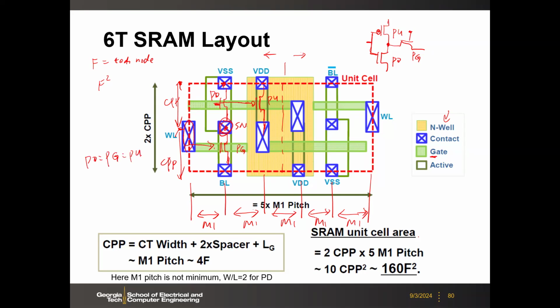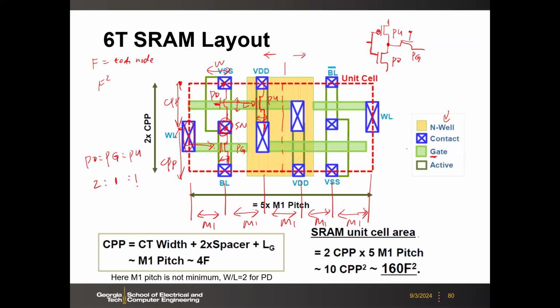So yes, here you see the pull down is wider, right? This is W, and this is the L of the transistor, right? W over L in this case is 2, and then you see the pass gate, which is narrower, right? Because this W is 1, and then pull up, this is 1, so 2, 1, 1.